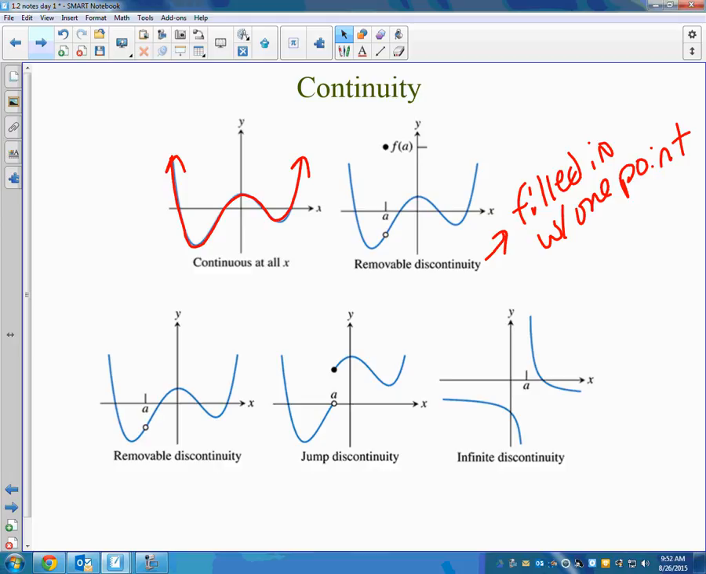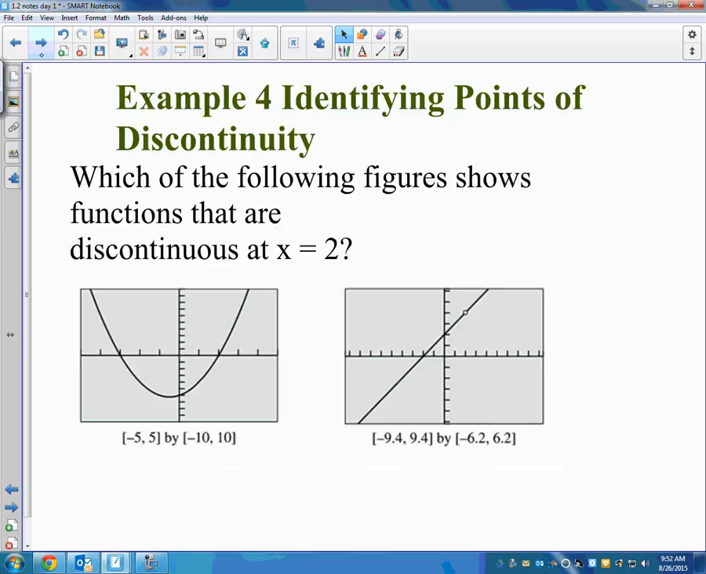So the next one's really silly. I don't know why they gave such a silly example, and it might be hard to see on your paper. But it says, which of the following figures shows functions that are discontinuous at x equals 2? Hopefully you see this one over here that we could draw without ever lifting our pencil up. But with this one, we have that little hole there that we'd have to pick our pencil up and move to the other side. So this one is discontinuous. That may be some new vocabulary.